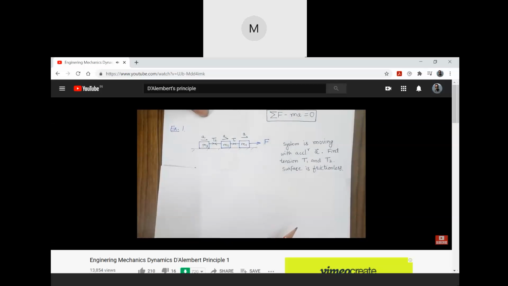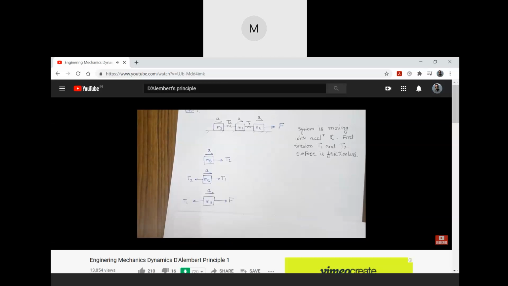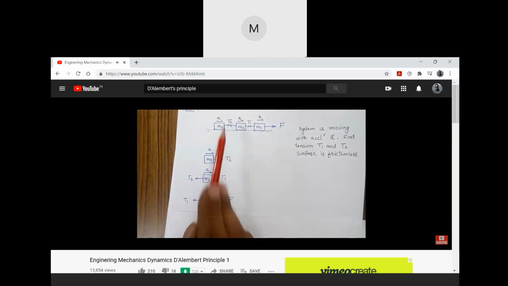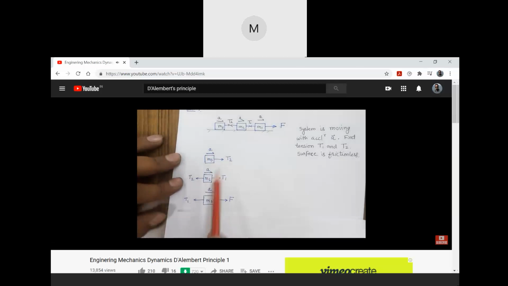So first we have to make the free body diagram of the three masses. For mass M3, there will be only one tension, so T2 will be the force and the system is moving with acceleration A. For the second mass, I will have tension T1 acting towards the right and tension T2 acting towards the left, and the system is moving with acceleration A. Similarly, for the third mass, there will be force F and tension T1. So now we have to write the equation of motion for the three masses.